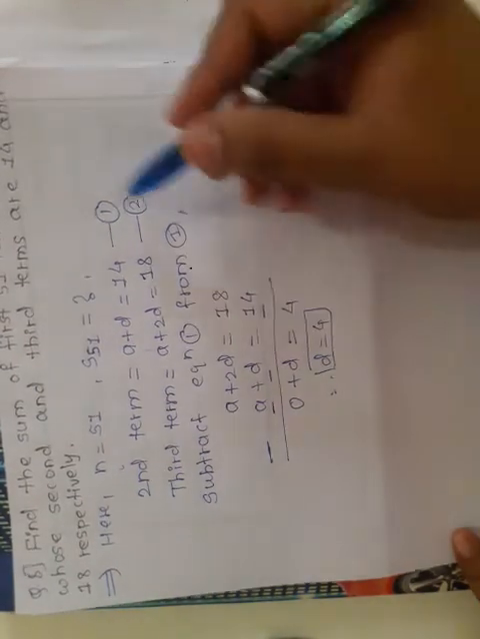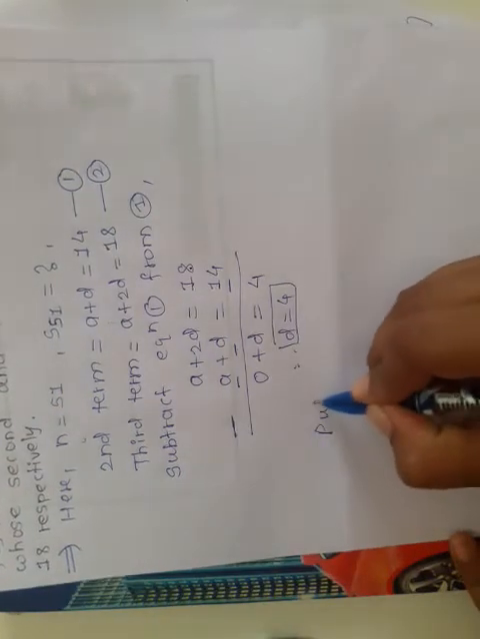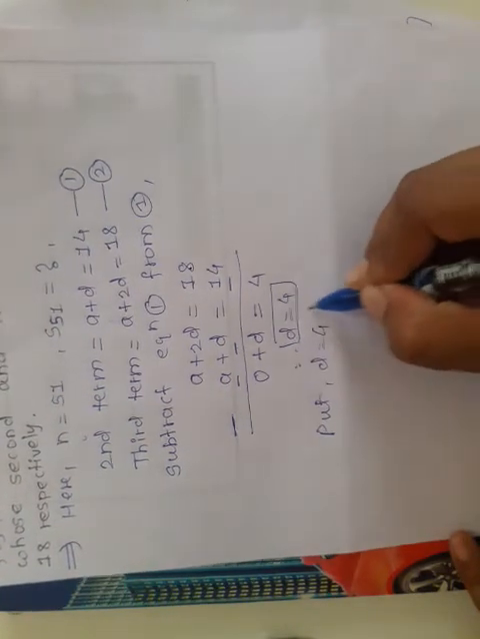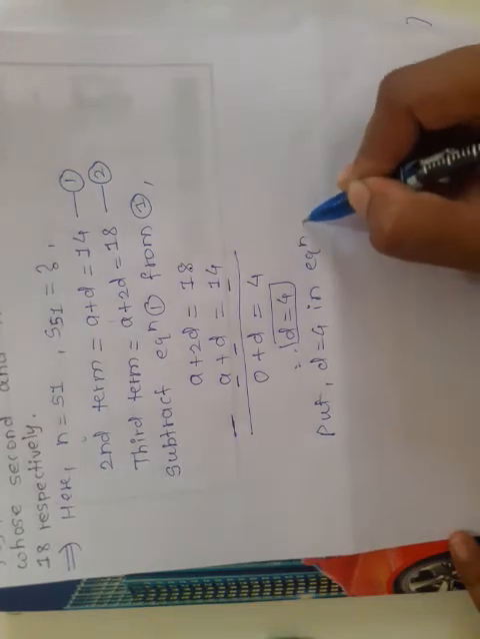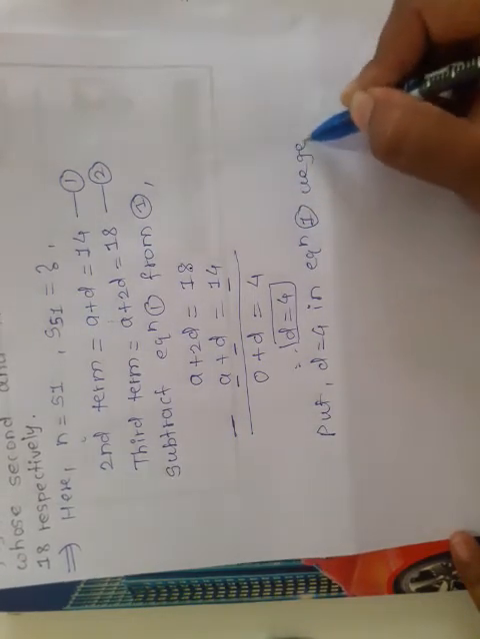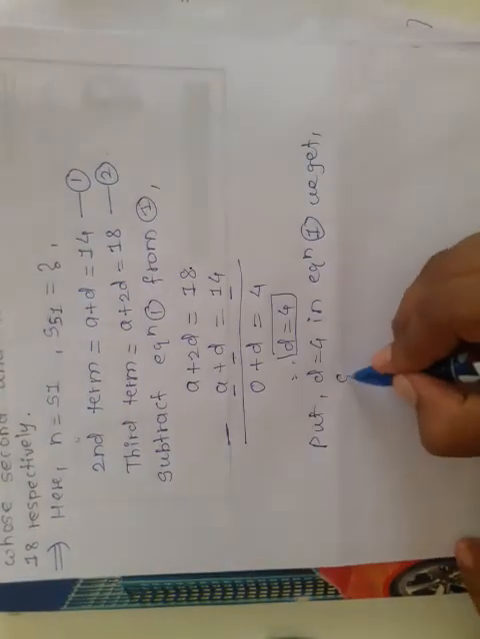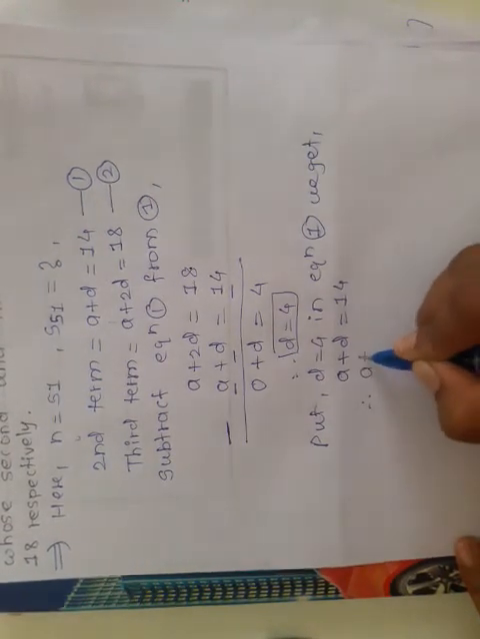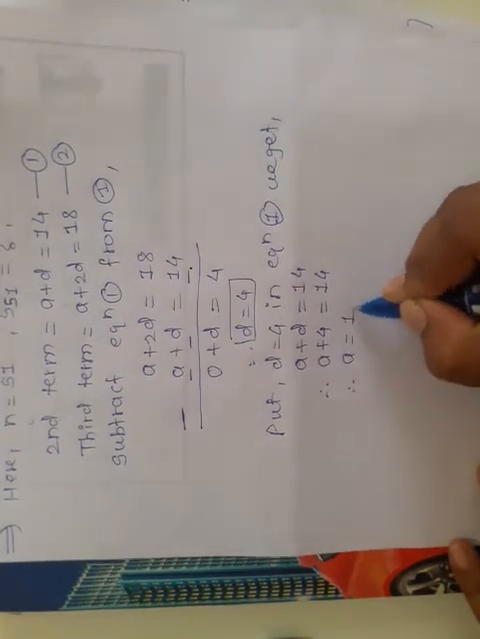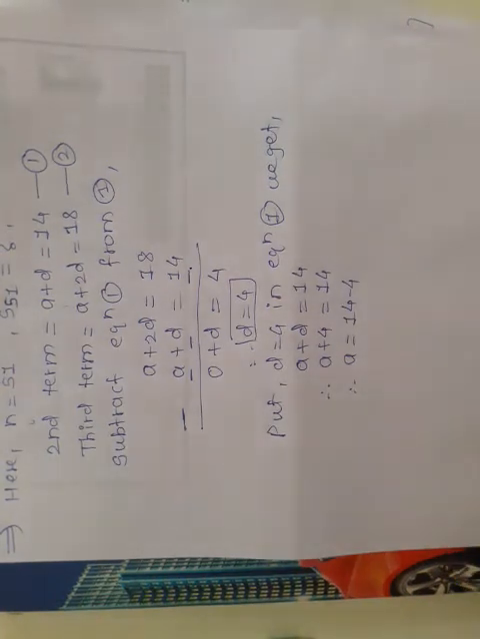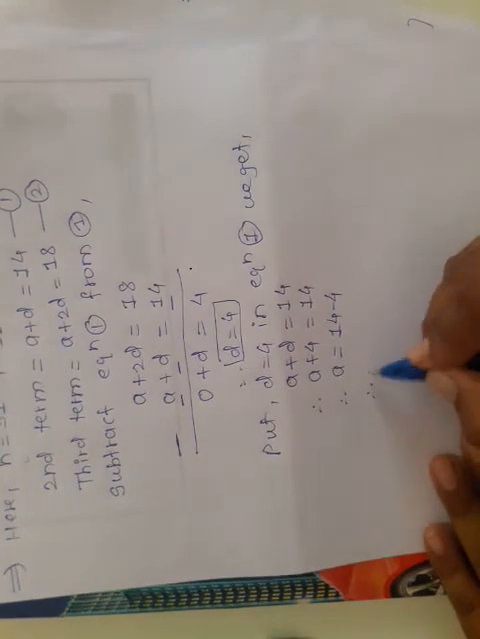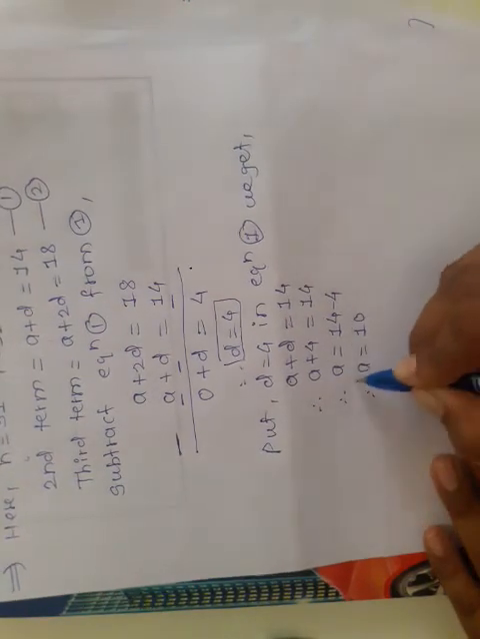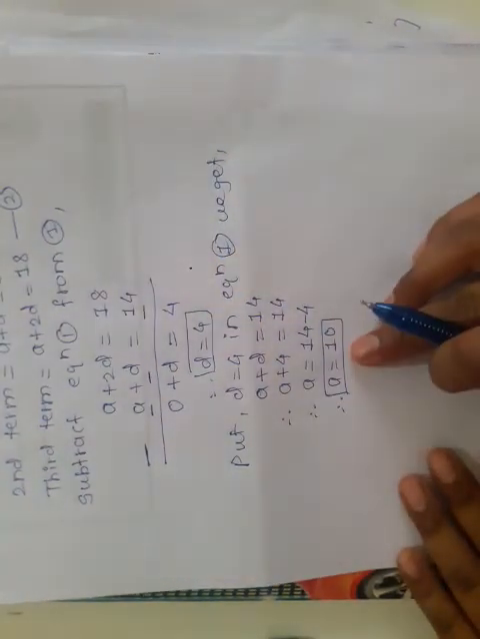Now put this value in either of these two equations. Put d is equal to 4 in equation 1, we get a plus d is equal to 14, and therefore a plus 4 is equal to 14, so a is equal to 14 minus 4. Transpose plus 4 to the RHS, it becomes negative, and therefore a is equal to 10. In this way we get d is equal to 4 and a is equal to 10.